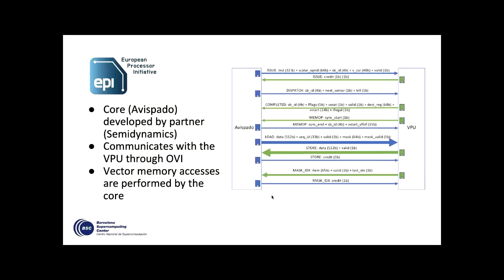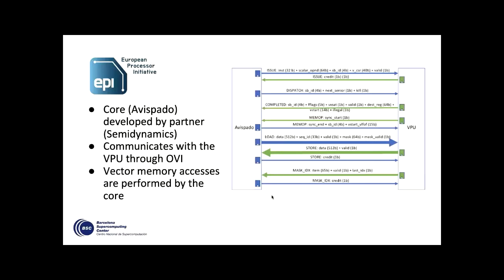The particularity of this interface is that the VPU accesses memory by sending requests to the core. So the core is the one that actually accesses memory and handles the memory requests coming from the VPU.